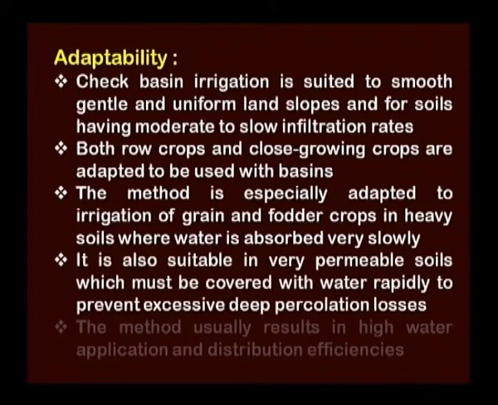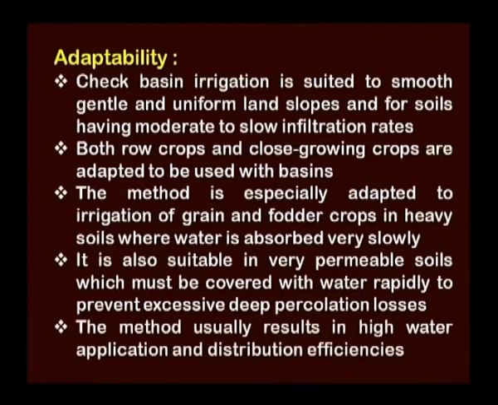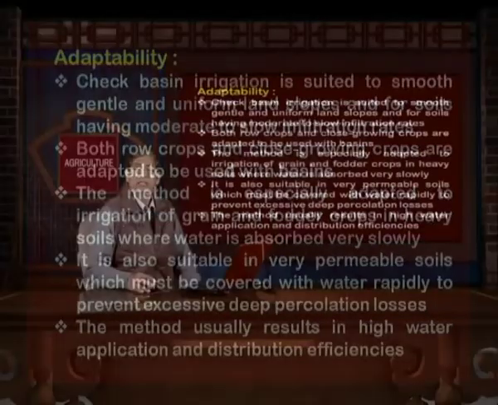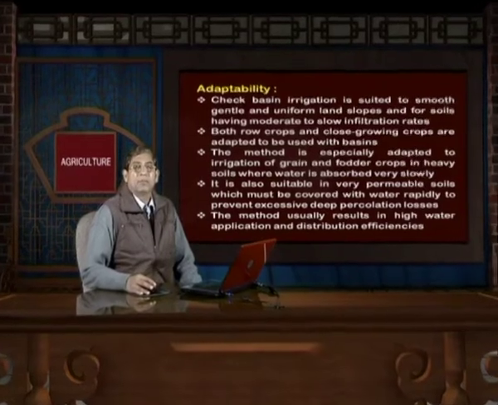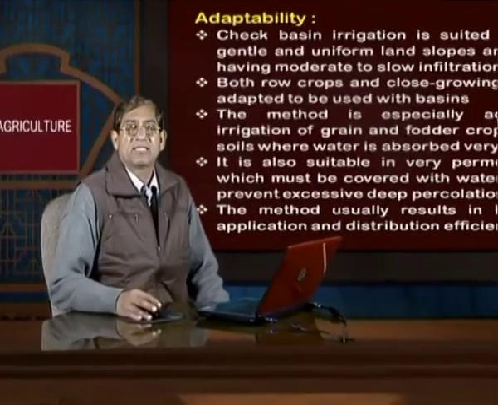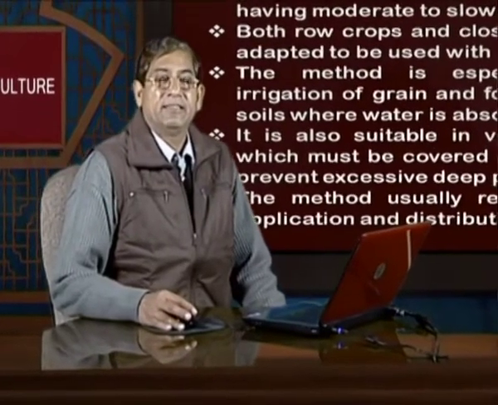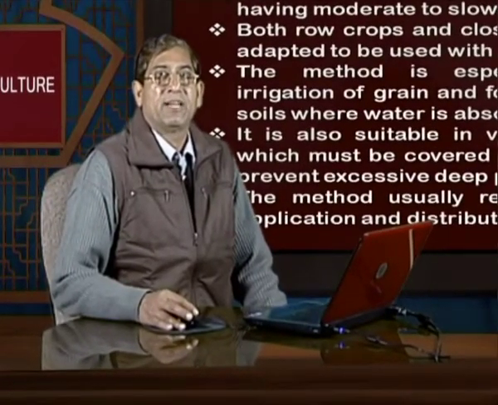It is also suitable in very permeable soils which must be covered with water rapidly to prevent excessive deep percolation losses. The method usually results in high water application and distribution efficiencies. This check method of irrigation is simplest, and it is suitable particularly in light textured soils and in rice crop where ponding of water is required.